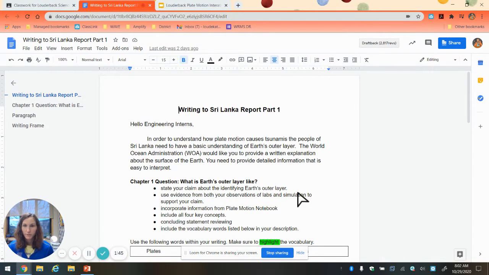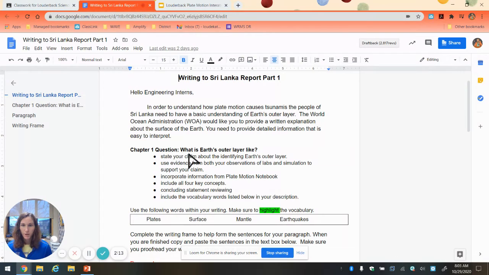So the doc starts off with, hello engineering interns. In order to understand how plate motion causes tsunamis, the people of Sri Lanka need to have a basic understanding of Earth's outer layer. The World Ocean Administration, WOA, that's the company that you are working for right now, would like you to provide a written explanation about the surface of the Earth. You need to provide detailed information that is easy to interpret.